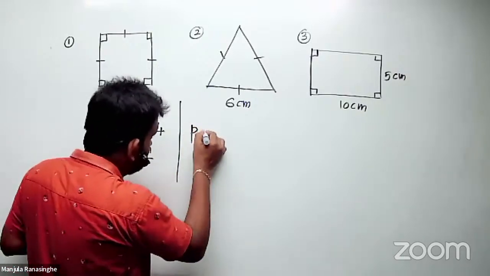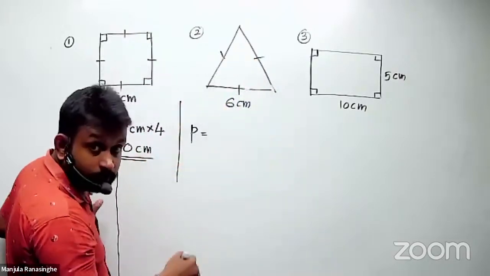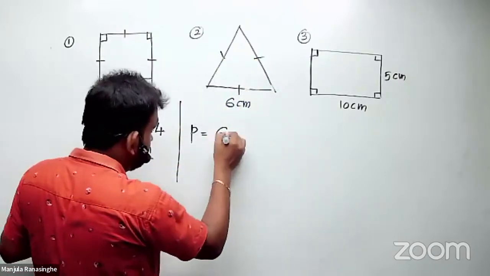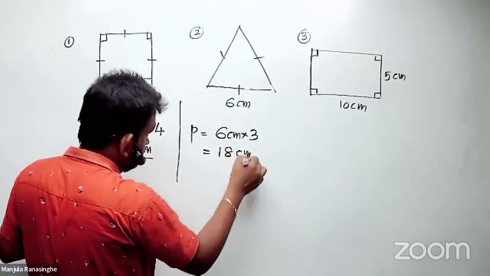So here P equals one side 6. Similarly, 3 sides, so 6 into 3. Right. So now you take the answer, 18 centimeter.